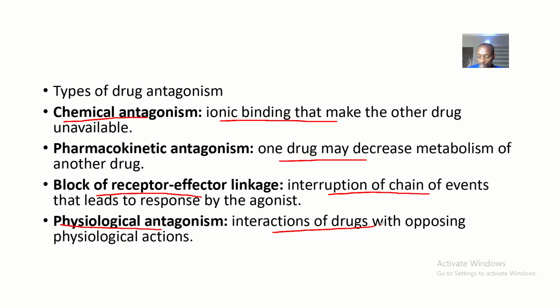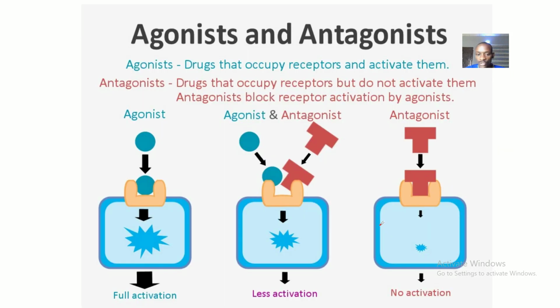Then physiological antagonism, and this is basically interaction of drugs with opposing physiological actions. So if a drug is supposed to activate the sympathetic nervous system, and another drug interacts with factors that are opposite to fight, fright, and flight, that is basically the sympathetic nervous system activating the body to become active. If the drug is interacting with factors that calm down the body, it will also affect the response of the body to this drug.